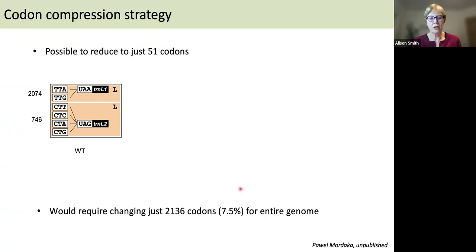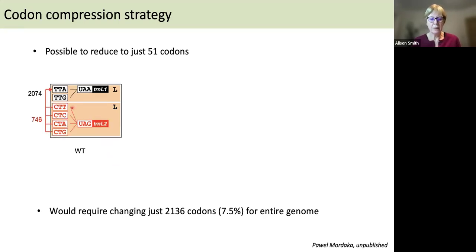So just as an illustration, these are the codons for leucine, and there are 6 altogether. And in the Chlamydomonas chloroplast, there are 2 tRNAs, one that recognizes these two codons and one that recognizes these 4.